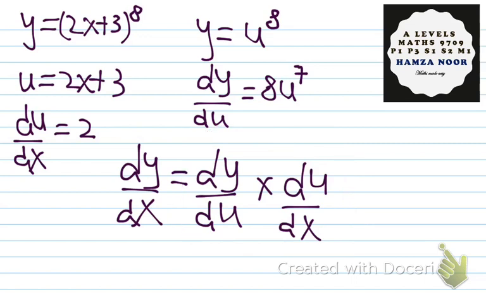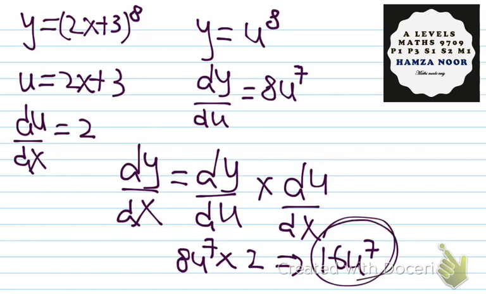So what's dy over du? It is 8u raised to the power 7 multiplied by du over dx, that is a constant term 2. This gives you 16u raised to the power 7. Alright, but we need dy over dx, which means the gradient function must be in the form of x.